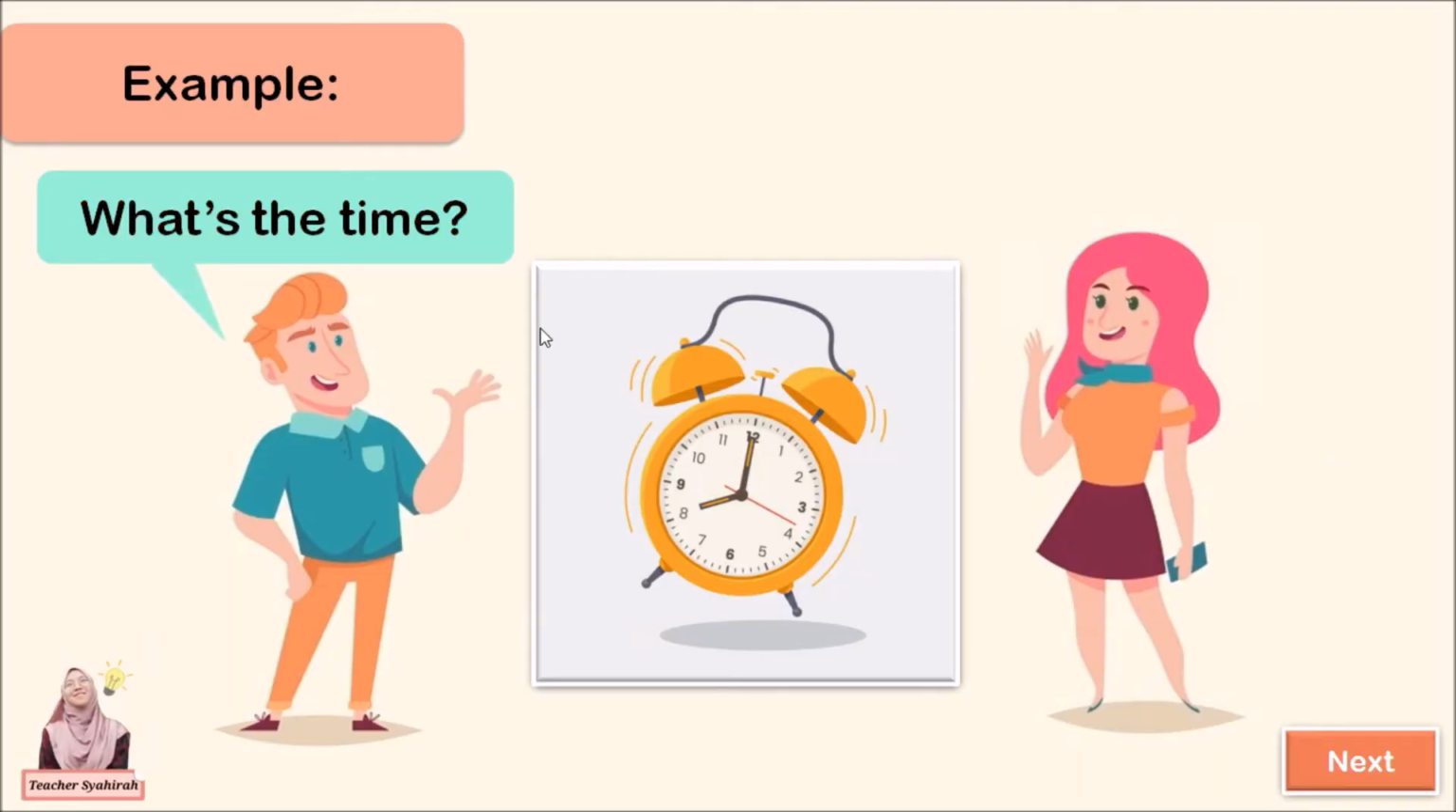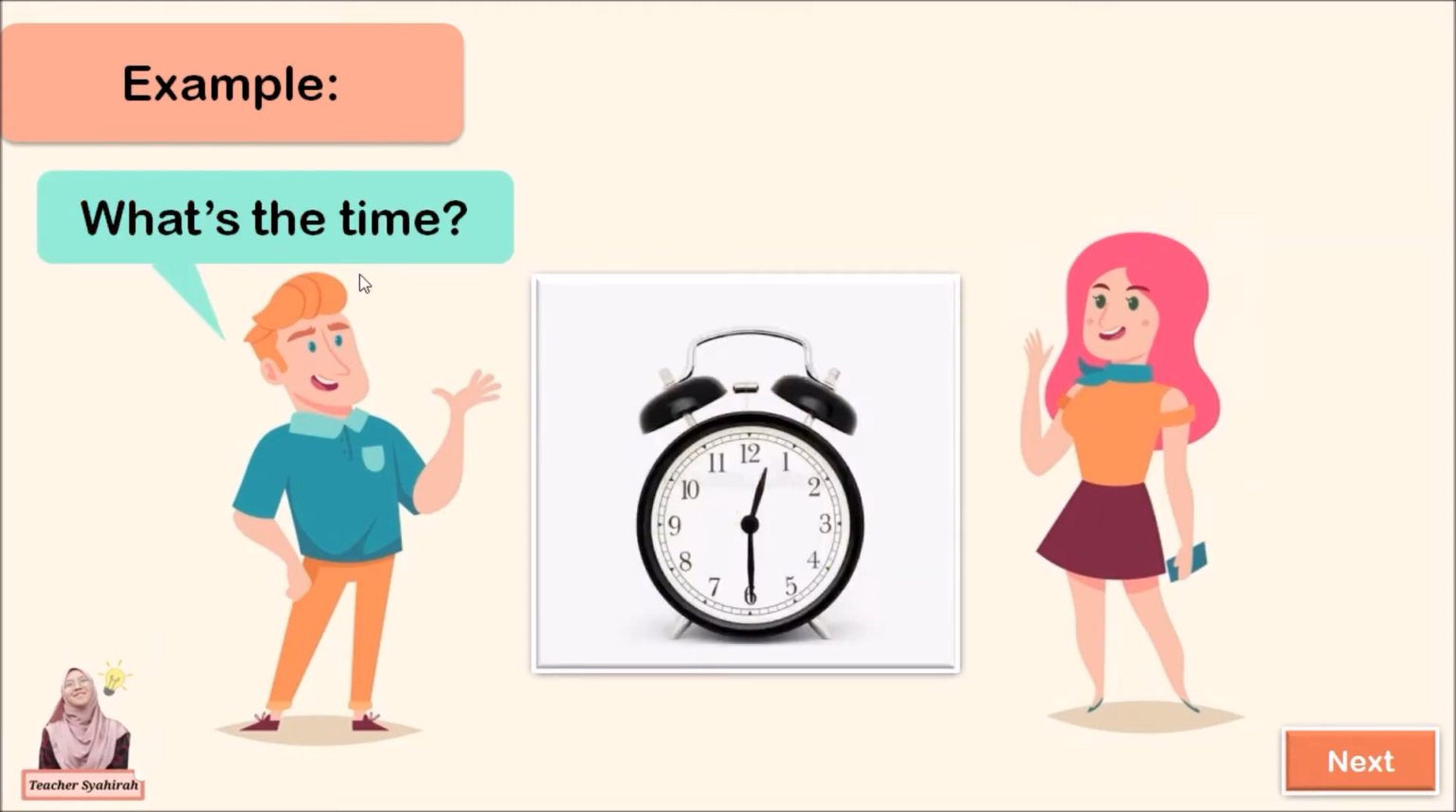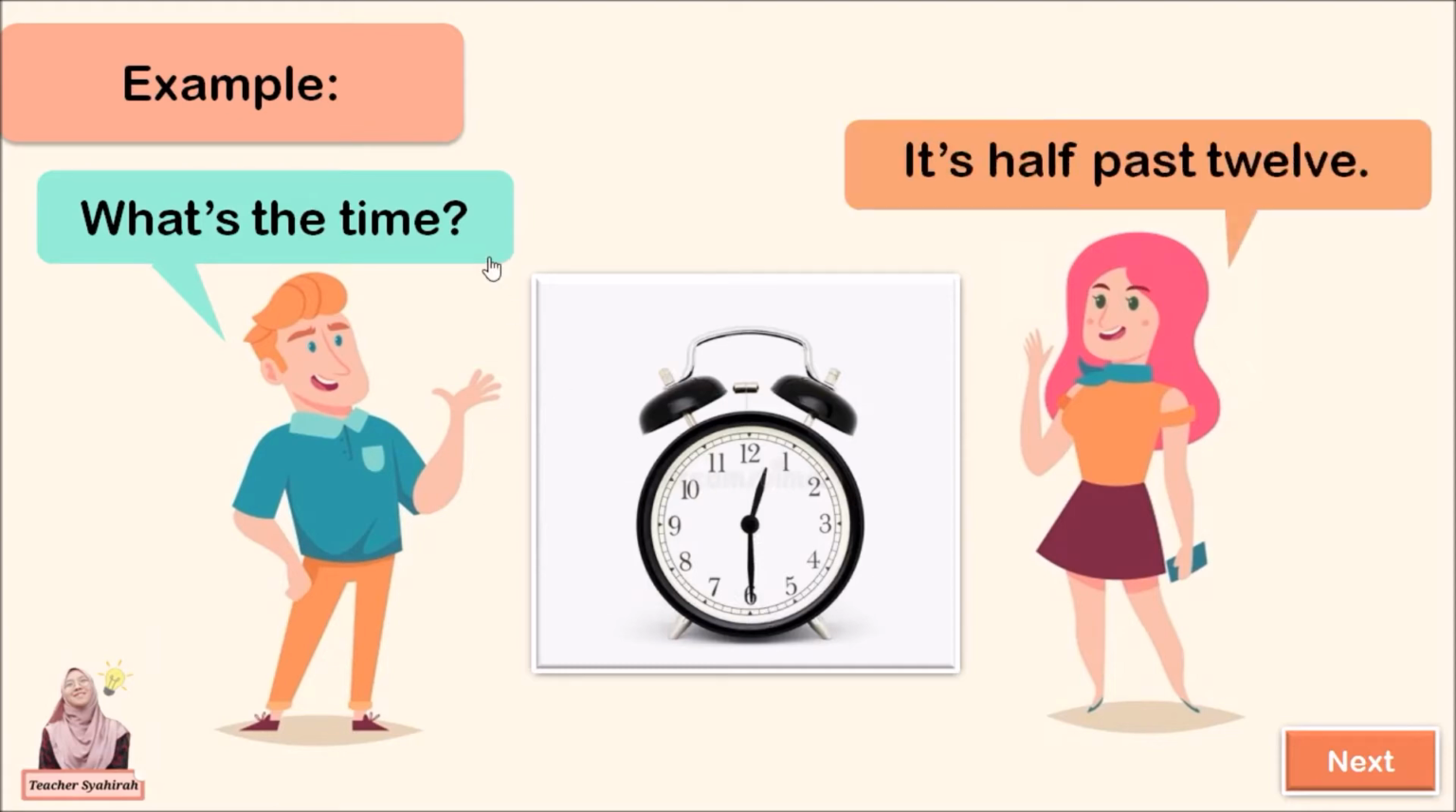What's the time? Look at the shorter hand is at 8. And then the longer one is at 12. So what time is it? It's 8 o'clock. Look at the next one. What's the time? Look at the shorter arm here shows slightly after 12. And then the longer one shows at 6. It is? Yes, it is 12:30.